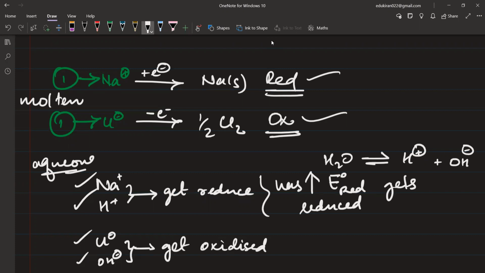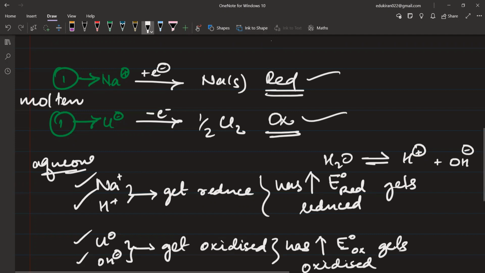Then we have the oxidation case. In this, the one that is going to get oxidized has the highest E0 oxidation, and gets oxidized or loses electrons. Is this clear? Yes or no? Please tell me, guys. Yes, tell me. Khalid, Minashi, Sara, tell me. Yes, sir. Understood? Okay. Now we are going to write the same points.